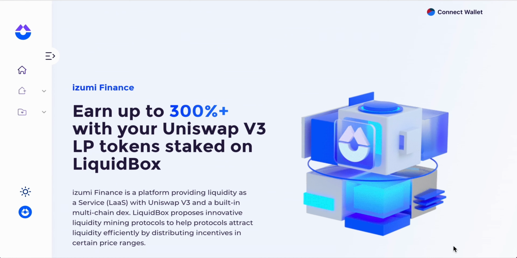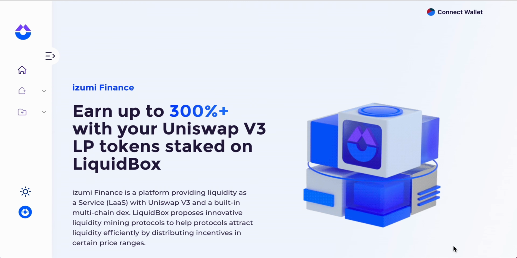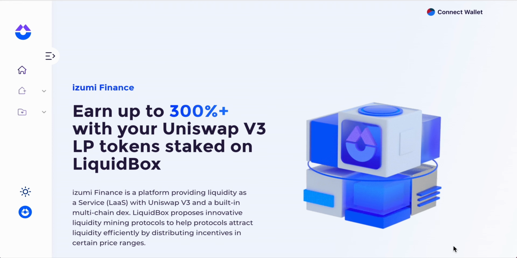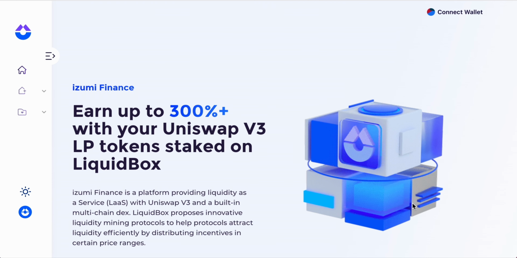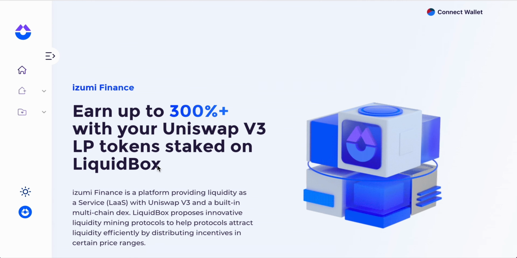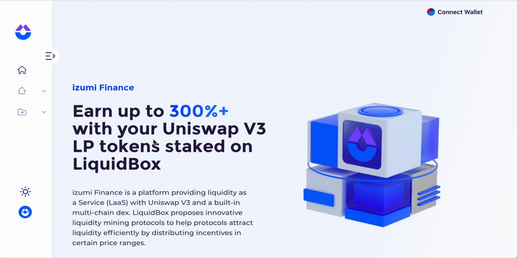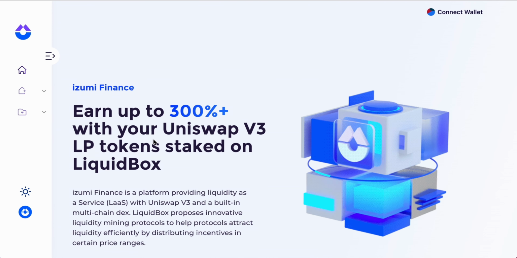We are the first protocol to support programmable liquidity mining and extend concentrated liquidity service for multi-chains. In the previous video, we introduced Izumi Finance Liquid Box. The one-side function has garnered lots of attention because it provides users very extremely high APR.